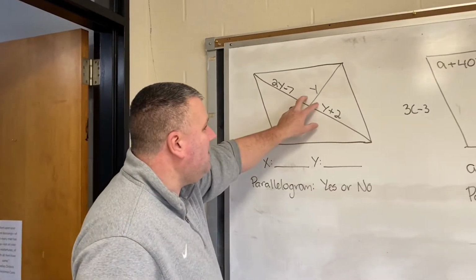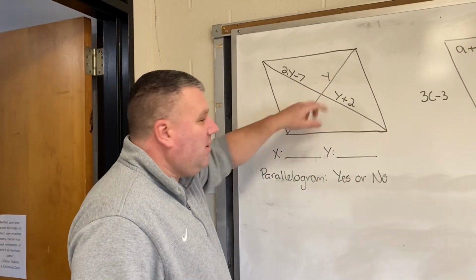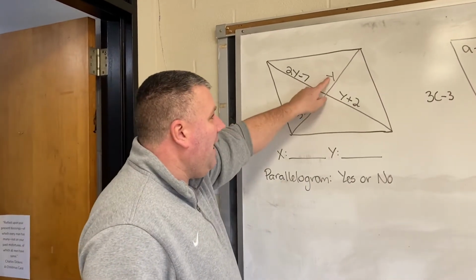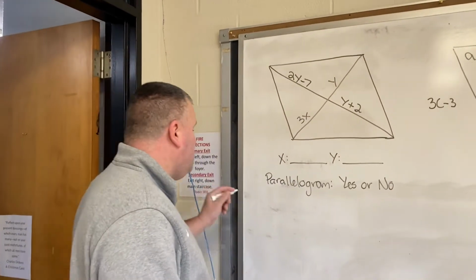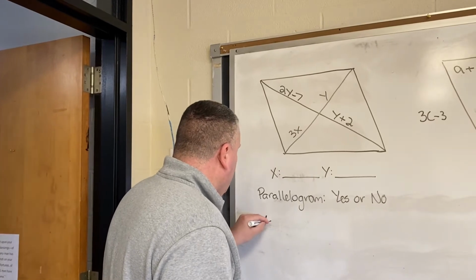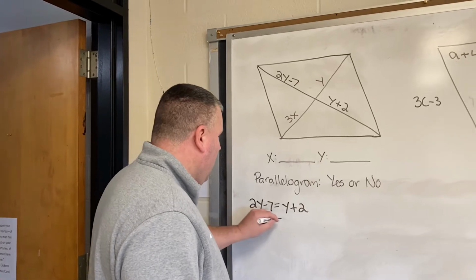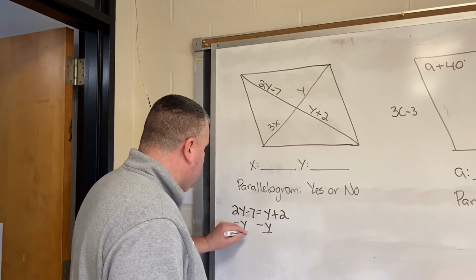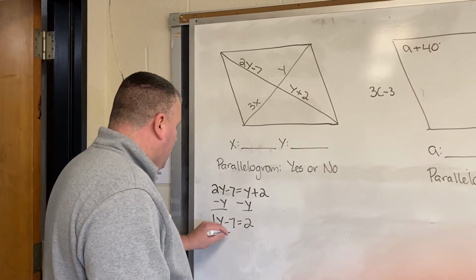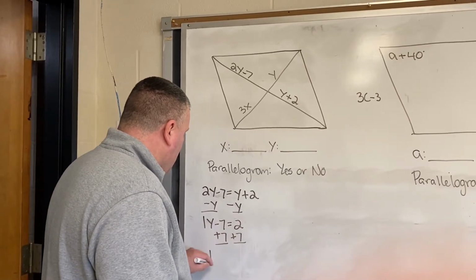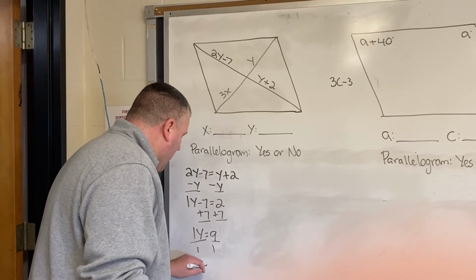What we're going to do is we're going to set these two equal to each other, solve and get our value of y. We'll plug that in here and then set this equal to that. Okay? So let's take a look. So we have 2y minus 7 is equal to y plus 2. Okay, I'm going to subtract a y from both sides. So I have 1y minus 7 is equal to 2. I'm going to add 7 to both sides. 1y is equal to 9. Divide both sides by 1. Y is equal to 9.